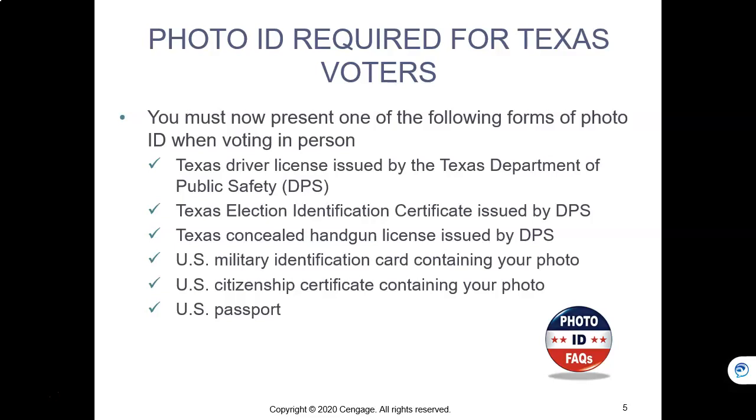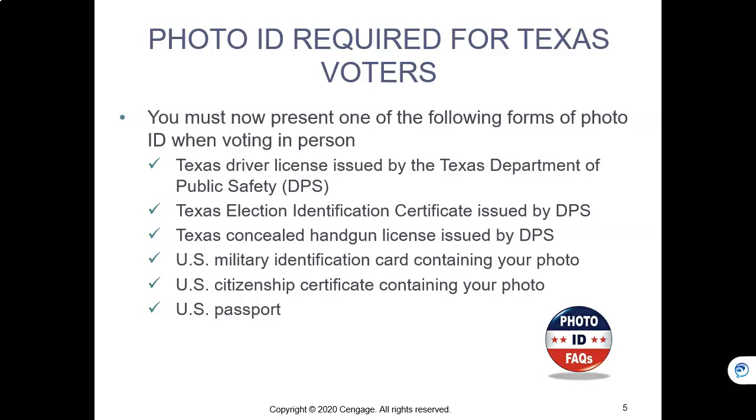The voter ID law says that you have to show a photo ID, and this is the list that is acceptable: your driver's license, a state ID, an election identification certificate, which you can go to DPS and wait in line and get, but it is free, a concealed handgun license, a military identification card that has your photo on it, a green card, a citizenship certificate, or a passport.